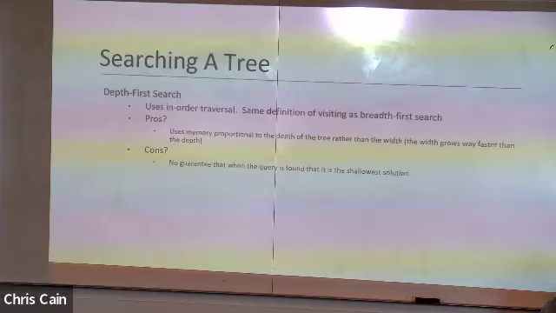So the big con here is that there's no guarantee, exactly as Connor said, when the query is found, that we found the shallowest solution, the shallowest copy of that query.